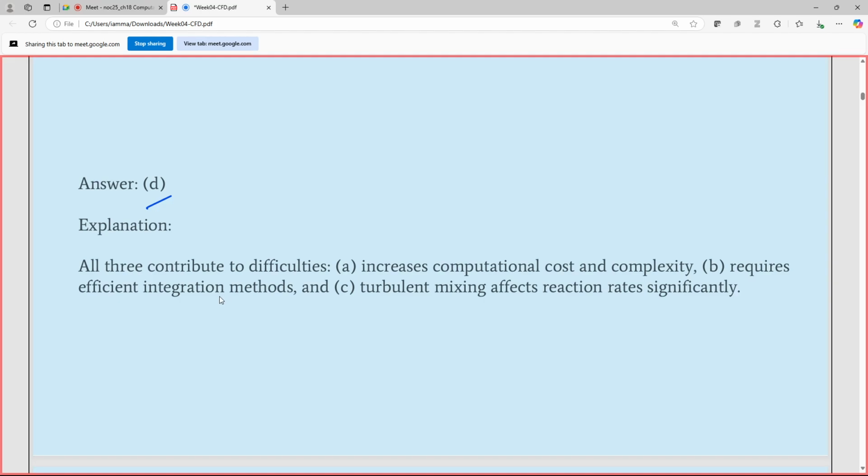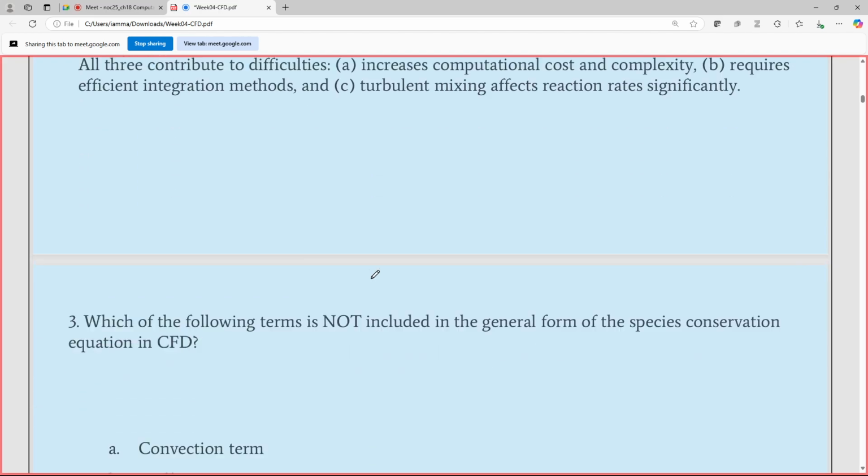As the physics become complex, the number of equations will increase, and also when the number of variables increase, we will have to add more models. And also when these chemical reactions have turbulent nature, then turbulent mixing effects should also be considered for solving the CFD problems. Moving on to next question.